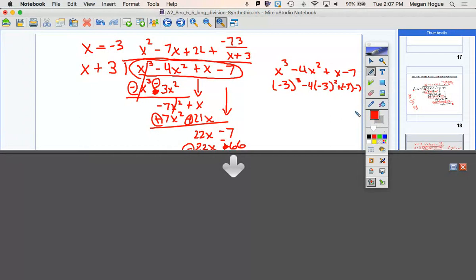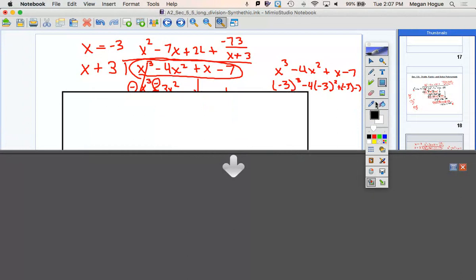I got negative 73. It should be negative 73. Okay, guys, we should be getting the remainder. Here, let me write it a little bit better. We should have parenthesis negative 3 cubed minus 4 times negative 3 squared plus negative 3 minus 7. Just like that. You should be getting the remainder. You should be getting negative 73.